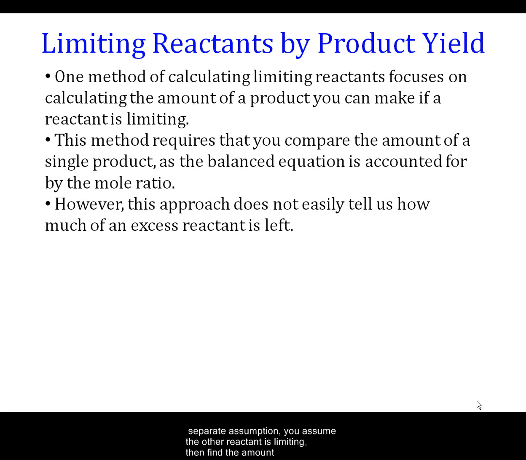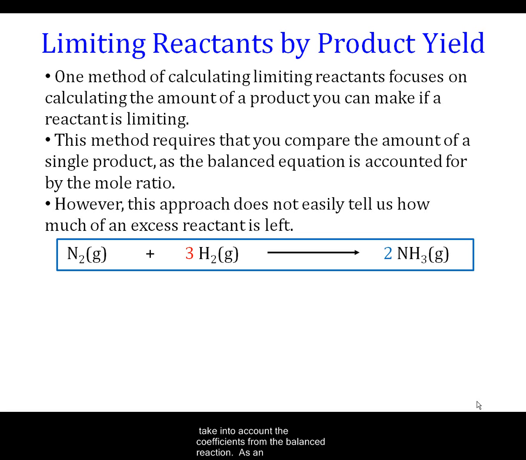Then, in a separate assumption, you assume the other reactant is limiting, then find the amount of that same product you could make if all of the other reactant is used up. In this way, you always compare the amount of the same product, and mole ratios take into account the coefficients from the balanced reaction. As an example, in the Haber-Bosch process, nitrogen gas and hydrogen gas react in a 1:3 ratio to form ammonia. If we start with 1 gram of each reactant, we can first assume nitrogen reacts completely.